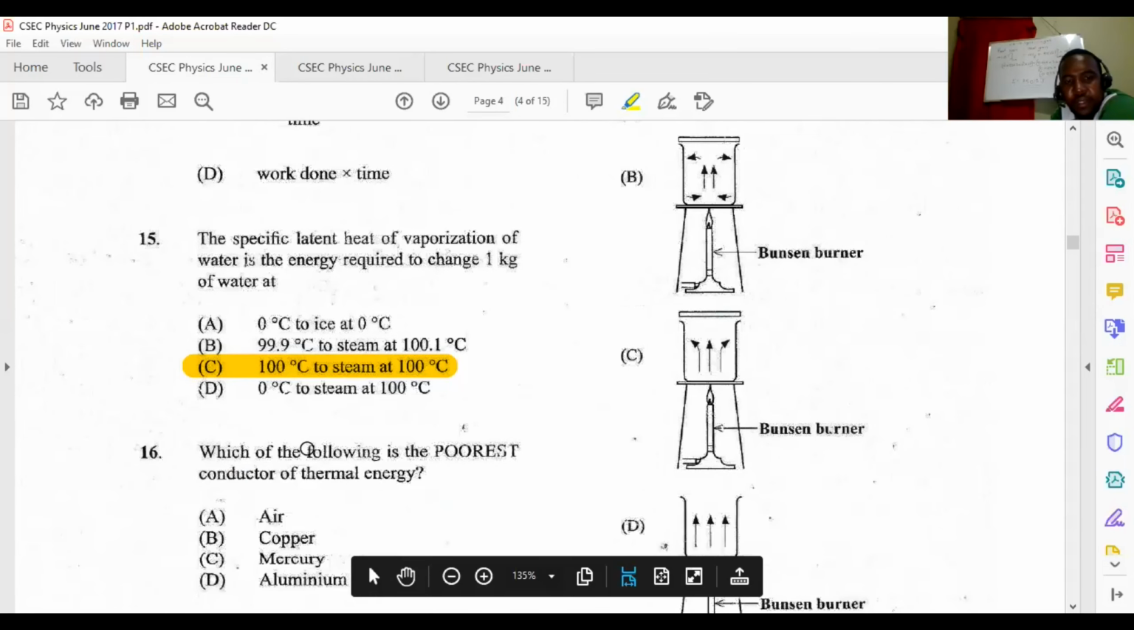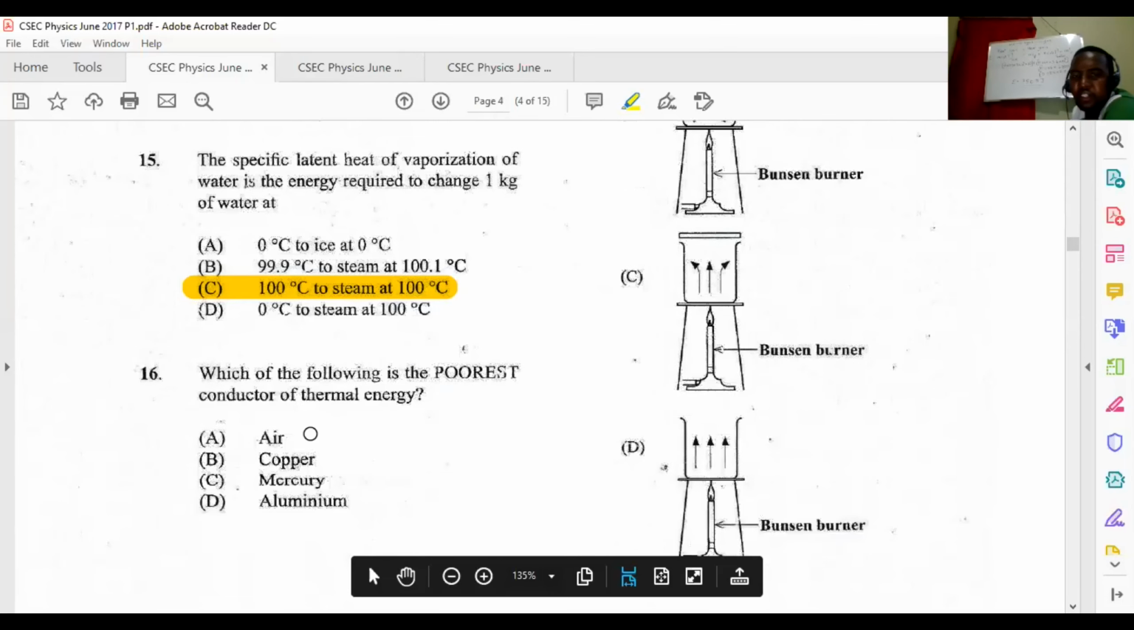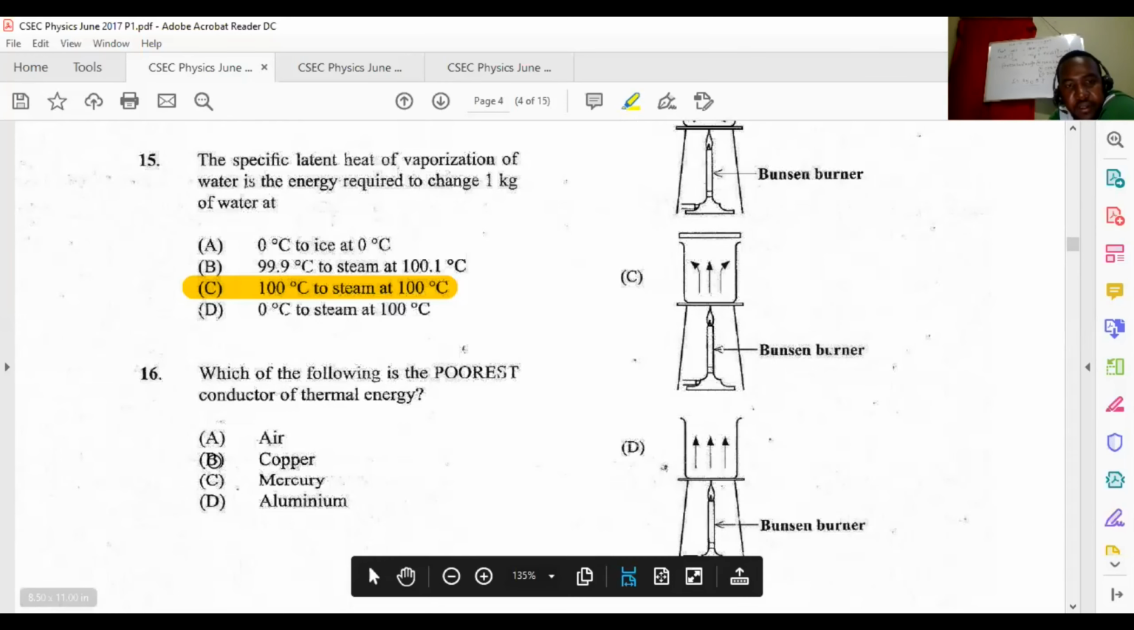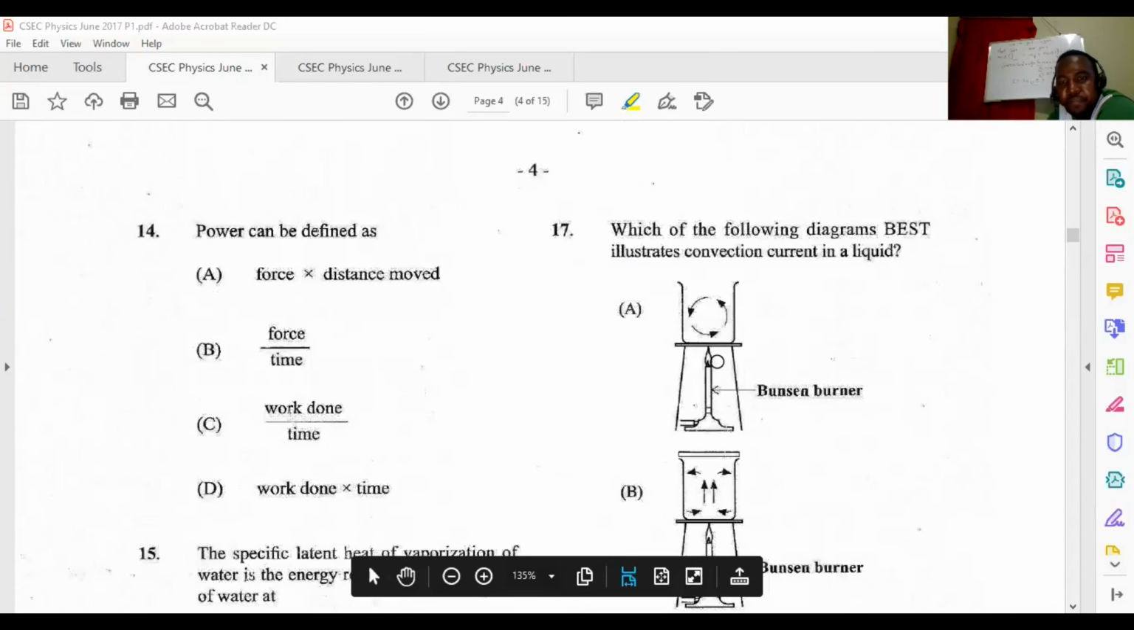All right, 16, which of the following is the poorest conductor of thermal energy? Air, copper, mercury, aluminum. A. Air. Yes, sir. Any other answer? Yep, so it is air because everything else are metal characteristics, which are very good conductors of heat.